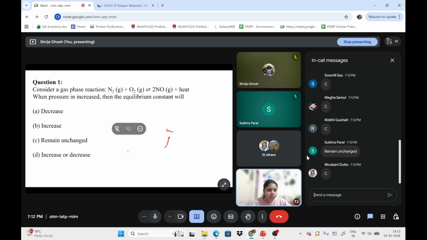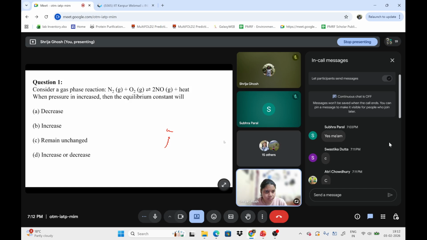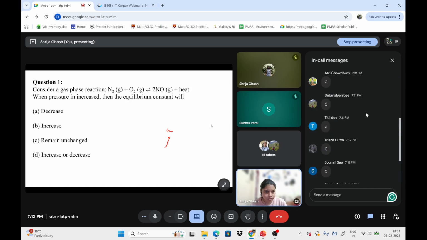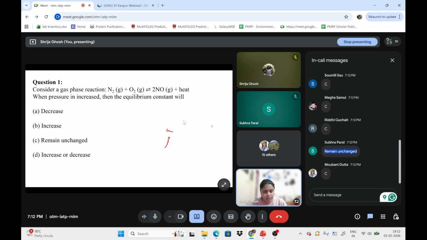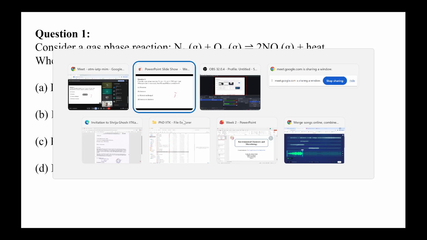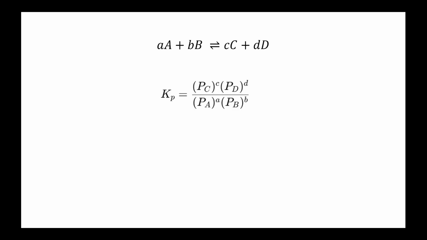Okay, so most of you have answered option C, that is remains unchanged. A lot of people have answered option C, remains unchanged. That is the correct answer. So basically, as I've explained to you, in case of an equilibrium reaction, the point where we say that the reaction has attained equilibrium is the point where the rate of the forward reaction is equal to the rate of the reverse reaction.